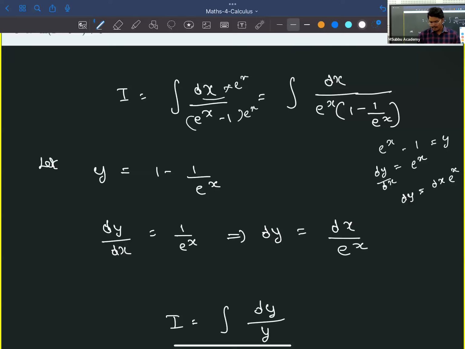So now you can take this as dy, okay. Now this will be y, and again e power x, which is of no use. So this e power x again you can take as y plus 1, okay. So this is another method. So now you'll have the term as integral dy by y into y plus 1, okay. So now you can solve. Another method, I'll just solve below this question.